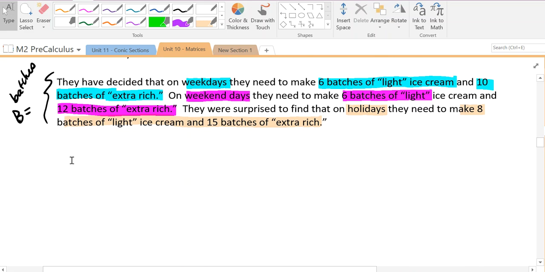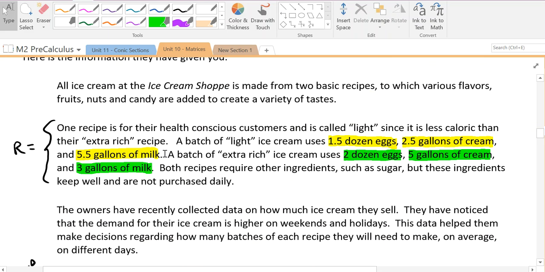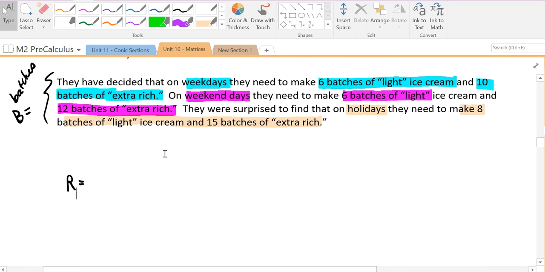So I'm going to do the recipe one first. The recipe. So I have two different ones. I have light and extra rich recipes. So okay, and my extra rich on that one.